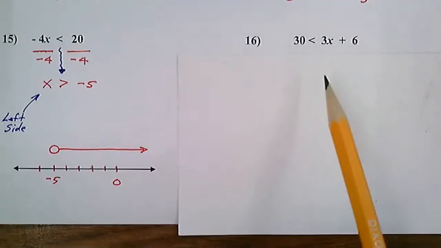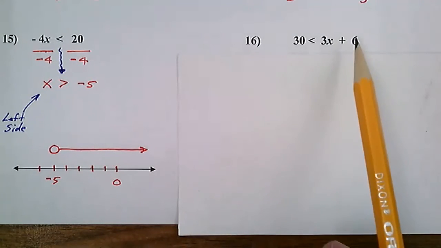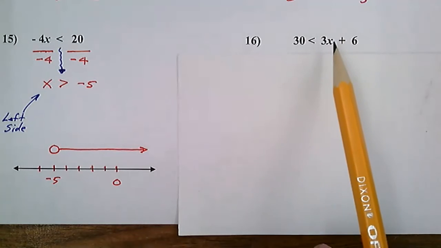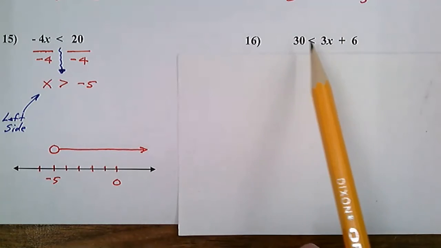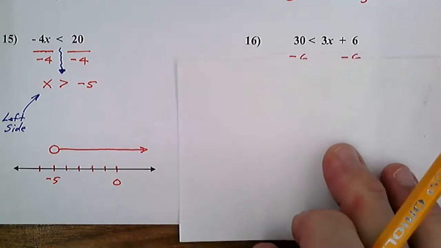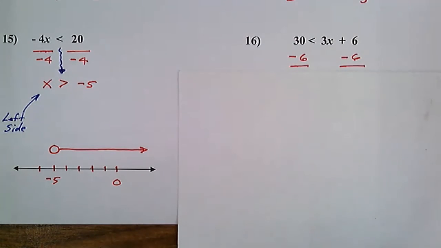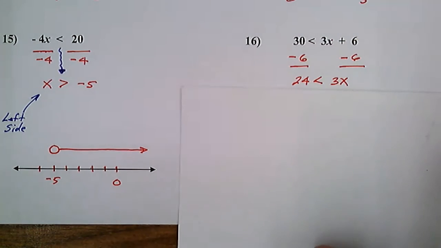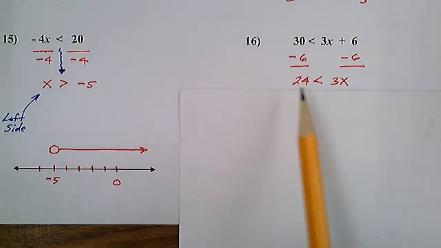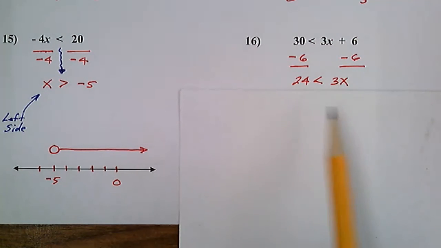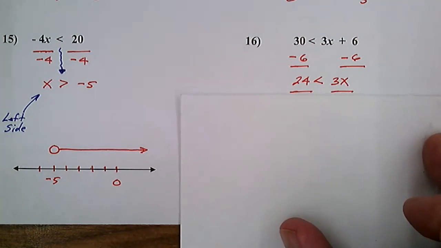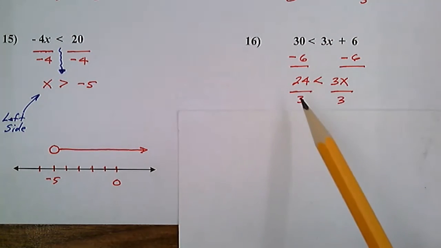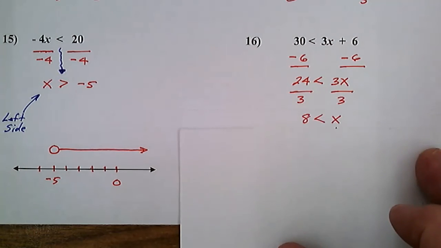So right away, when I look, I see that the variable's over here. So we're going to see if it stays over here. Okay, so the first thing I've got to do is subtract 6. Subtract 6 from both sides. These cancel. 30 take away 6 is 24. And now I'm going to divide both sides by 3. I'm not dividing by a negative, so I don't have to flip anything. So 24 divided by 3 is 8.